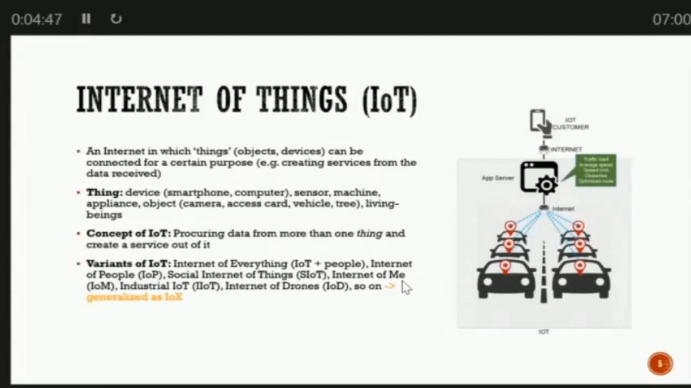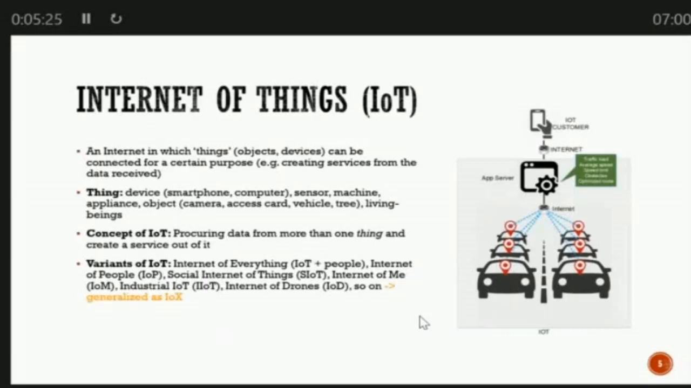There are different variants of Internet of Things. For example, when we talk about Internet of Things plus people, when we include the people in Internet of Things, this is known as Internet of Everything. The other variant is Internet of People. This means that we are talking about only the people, for example, those services that deal with crowd sensing or crowdsourcing, they are related to Internet of People. The other variant is social Internet of Things. In this case, we have applications that socially connect to each other and create a social Internet of Things.